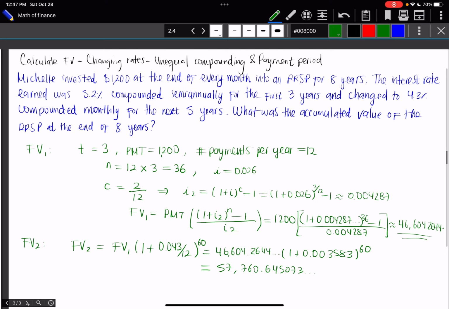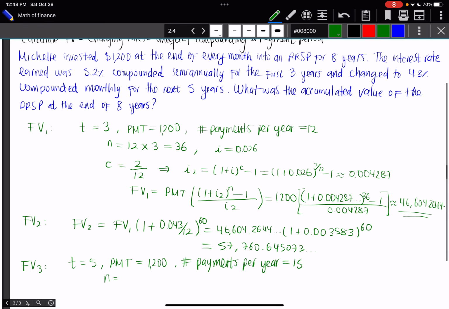Now, we need to find future value 3. If you're wondering about what future value 3 is, just go back a little bit and look at the introduction to the solution to this problem. Future value 3 is the future value of the annuity, the one that is for the last 5 years. So that is an ordinary simple annuity. We have t equals 5 in that case. The amount of the periodic payment is still $1,200. Now the number of payments per year is still 12. But now we have n equals, and then we have 12 payments per year for 5 years, so there is 60.